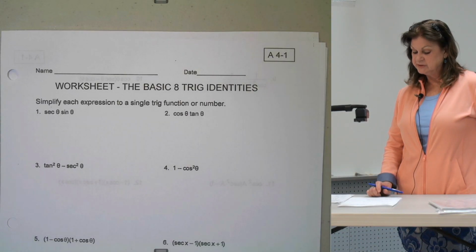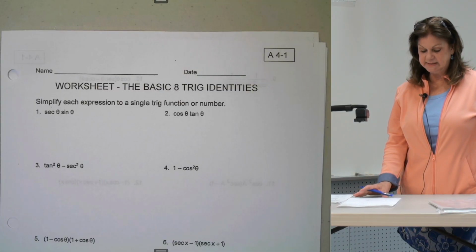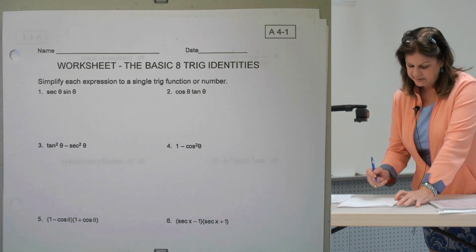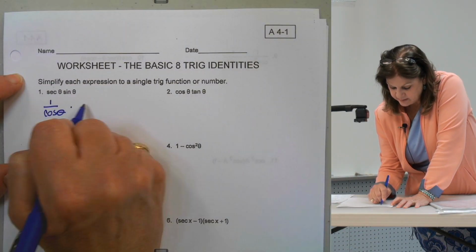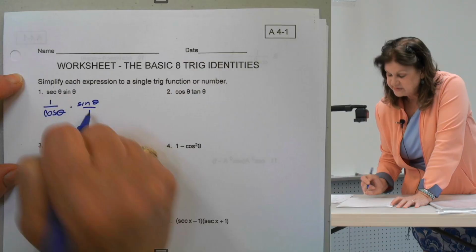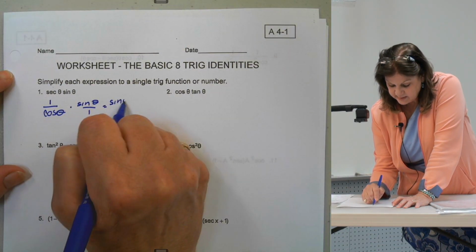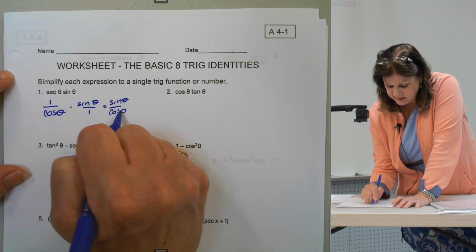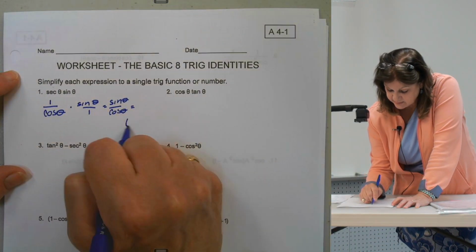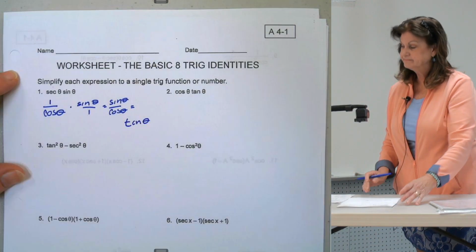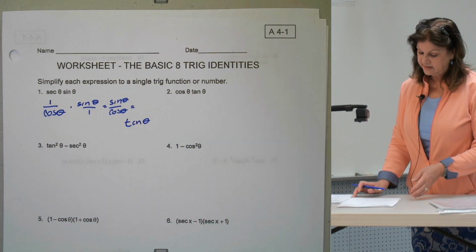Simplify each expression to a single trig function or number. So I've got secant sine. Secant is 1 over cosine times sine over 1, which is going to give me sine over cosine. So I can rewrite secant sine as tangent theta.